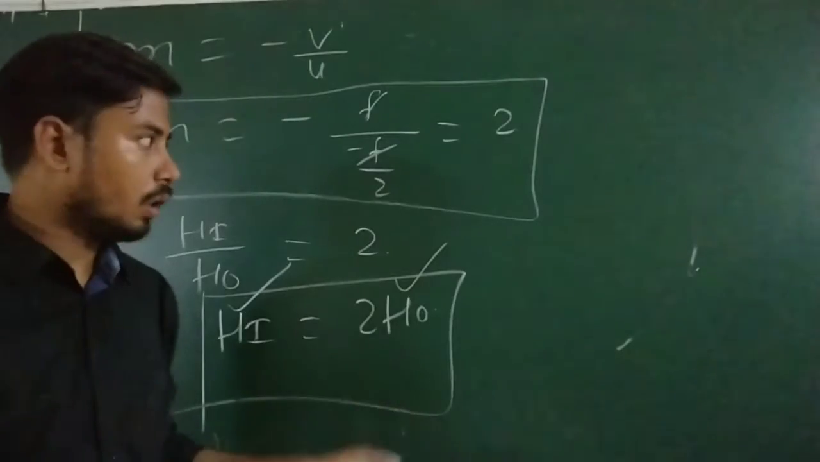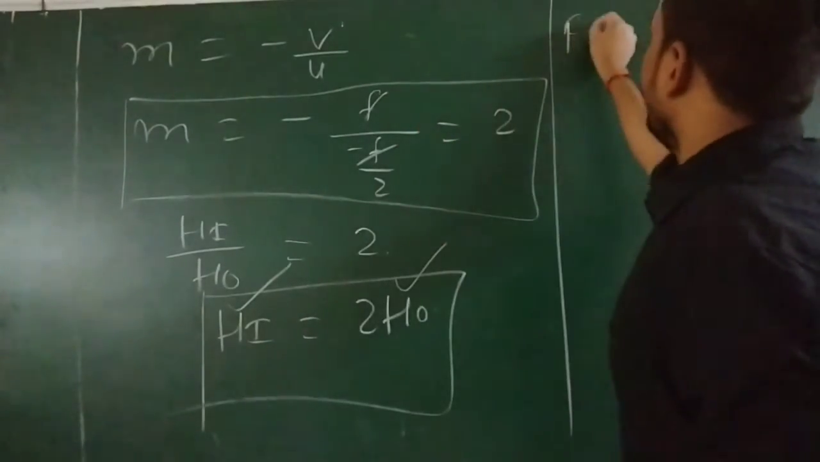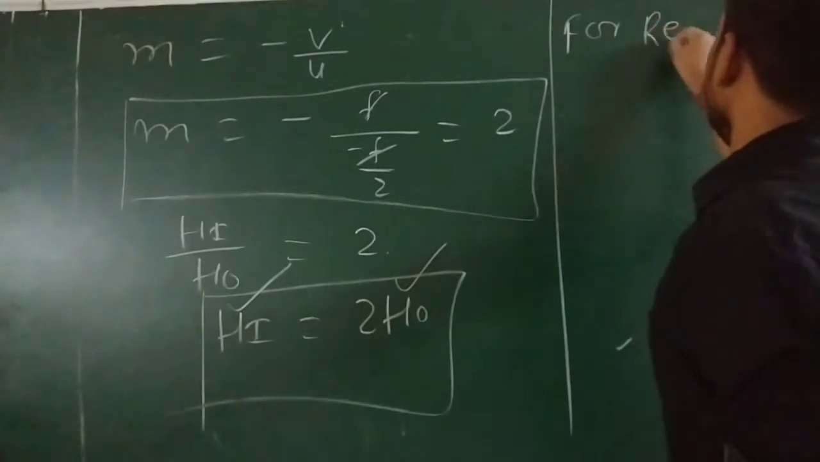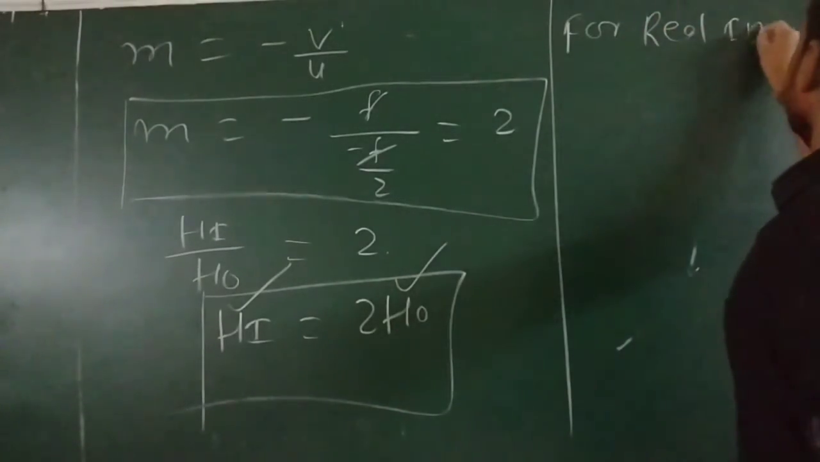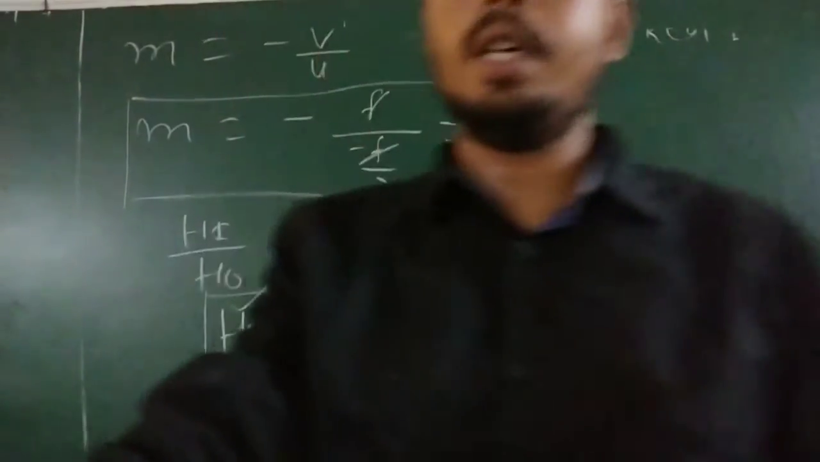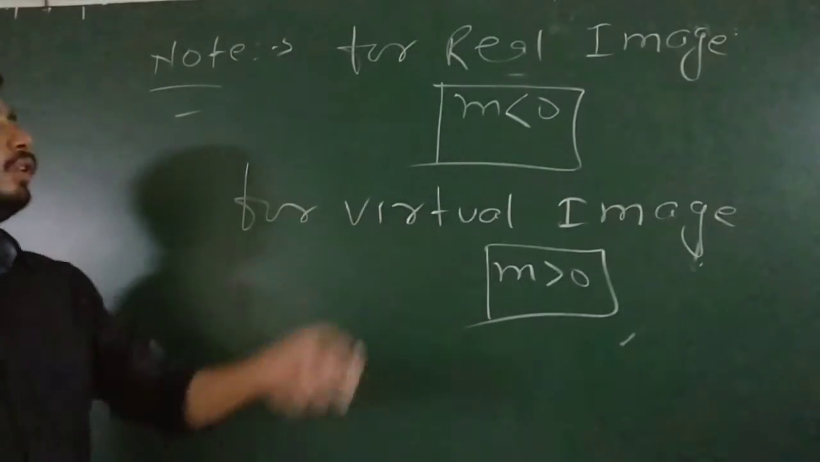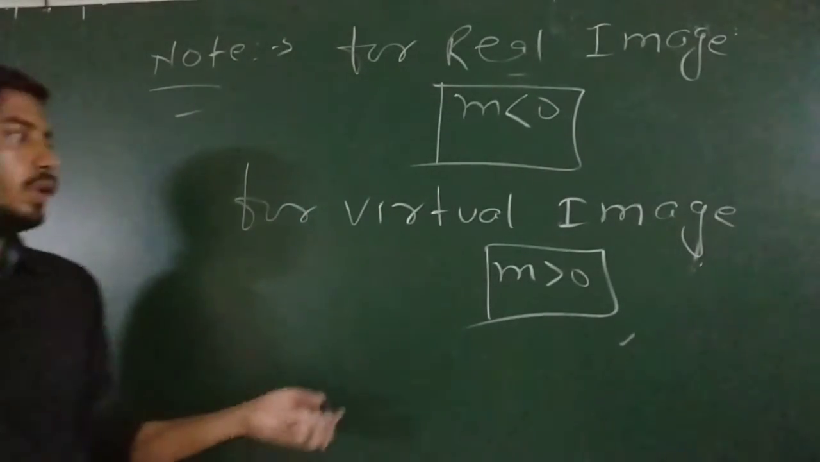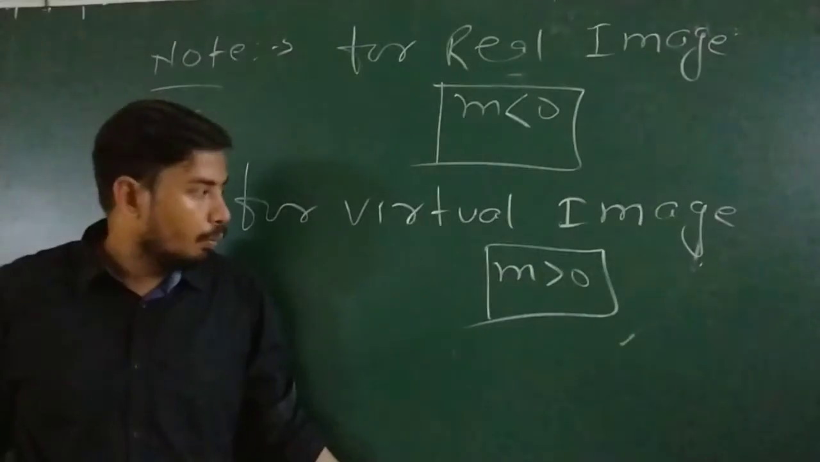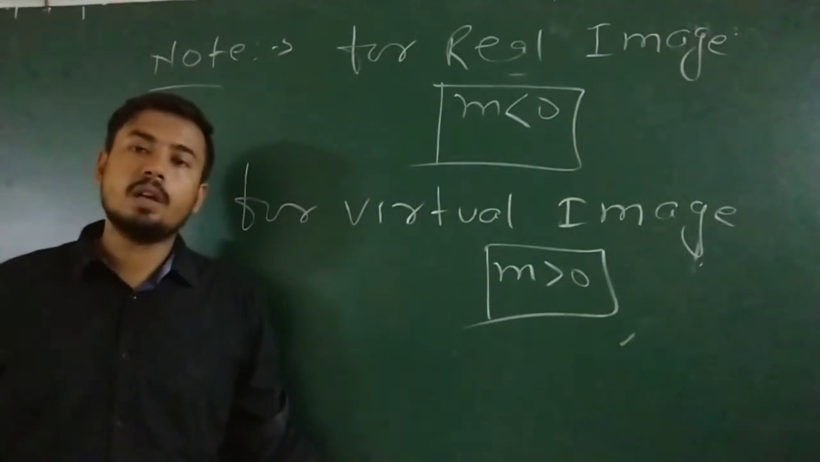Completed, na? So I'm writing here, for real image. See, for real image, is it visible? Not. Okay, fine. Just wait, I have to erase. See, I wrote here 2 notes. For real image, m less than 0. For virtual image, m more than 0. And all these things I proved here by using the concave mirror.